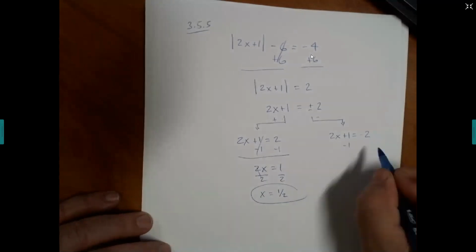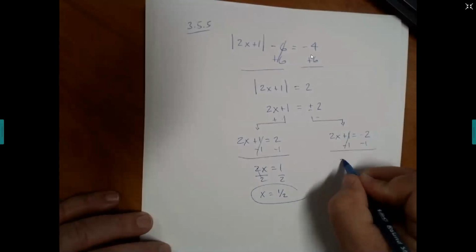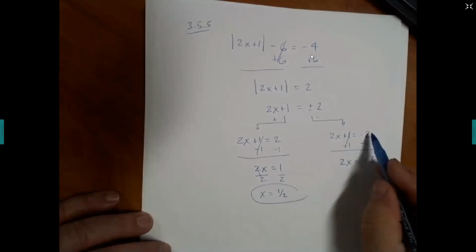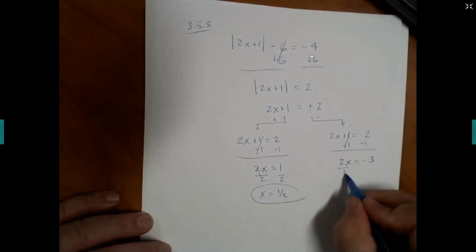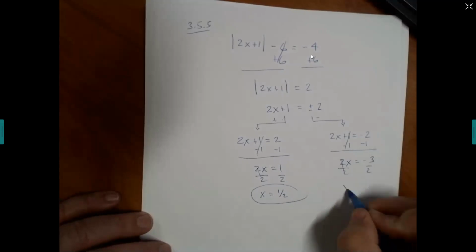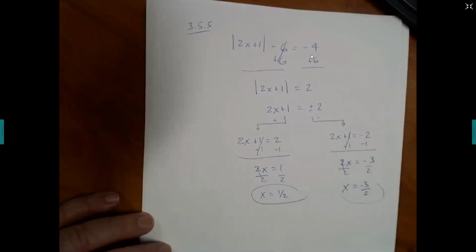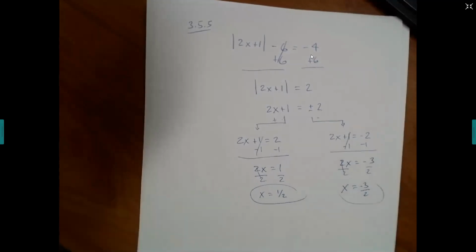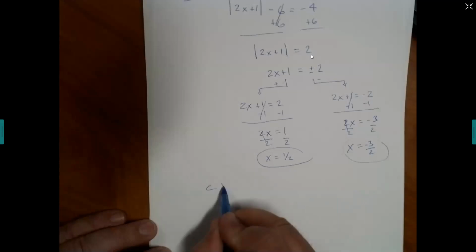Subtract 1. Negative 2 minus 1 is negative 3. So it's negative 3 over 2. And when you plug them in there, you'll see that they both work. But it's always a good exercise to check your answer.